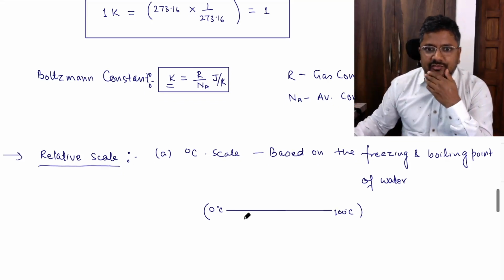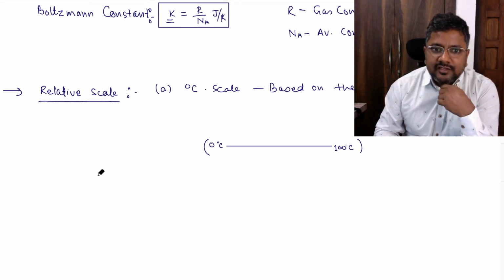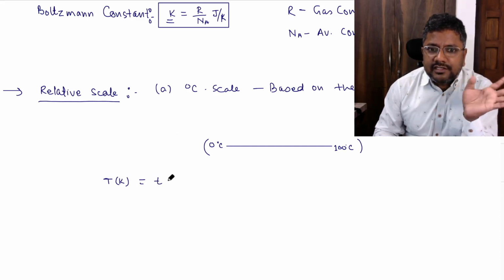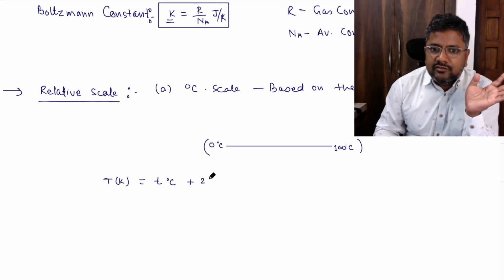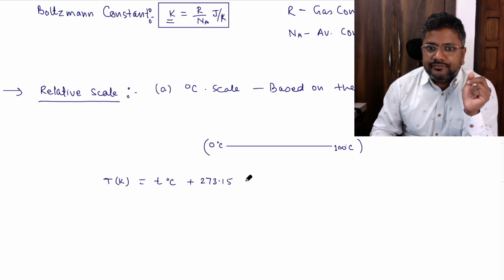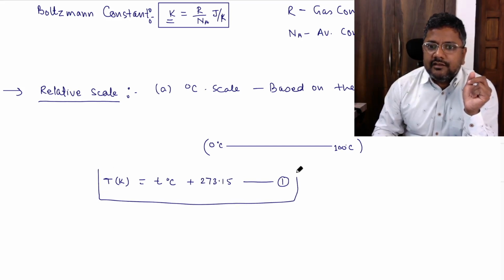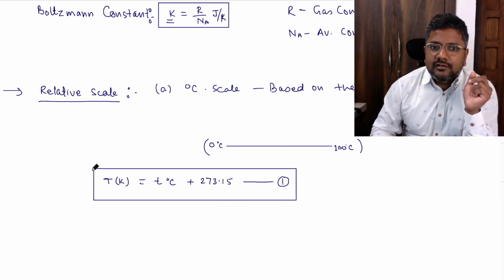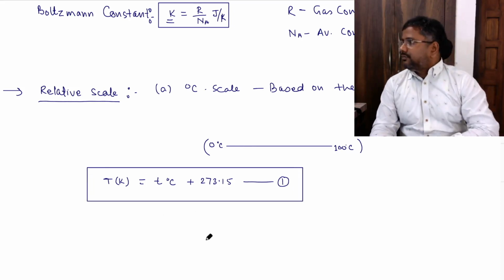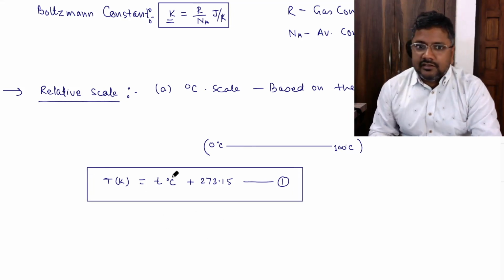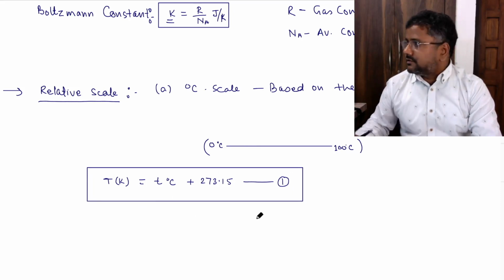And what is the relation between this and Kelvin scale? So T Kelvin is equal to small t. For degree Celsius we always use small t. T Kelvin equals t degree Celsius plus 273.15, right? So this is the relation between temperature on the Kelvin scale and degree Celsius scale.